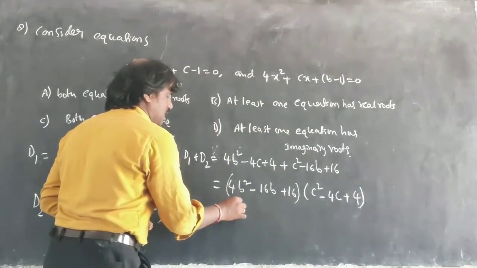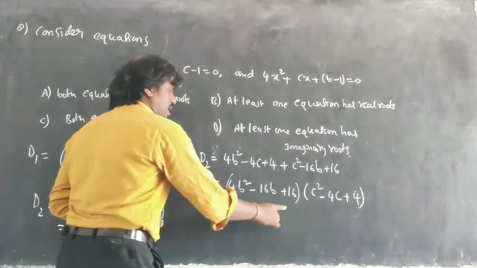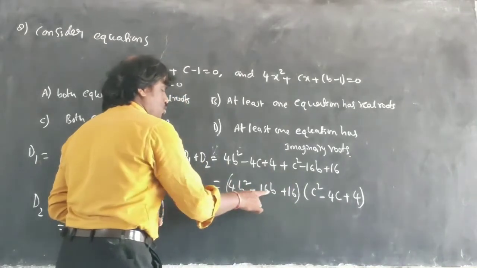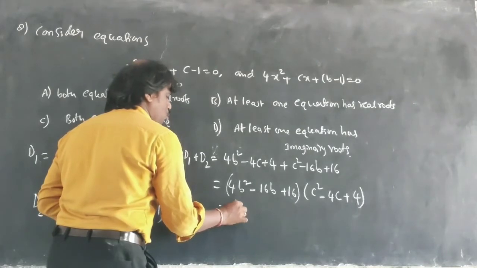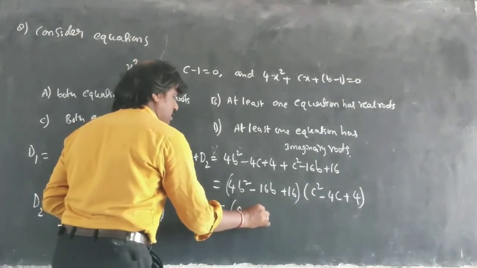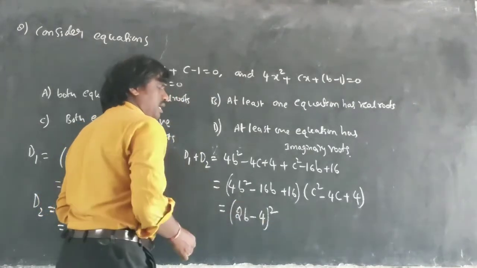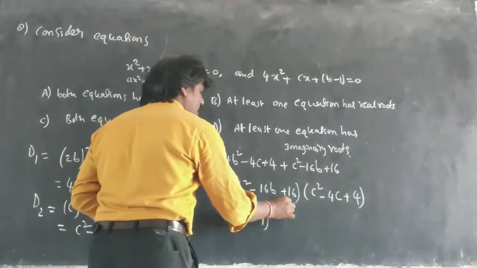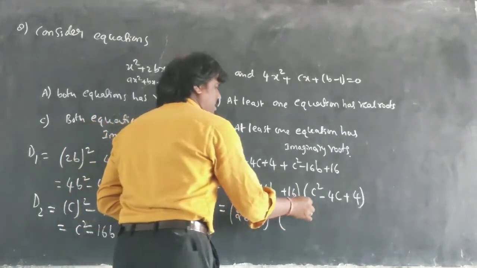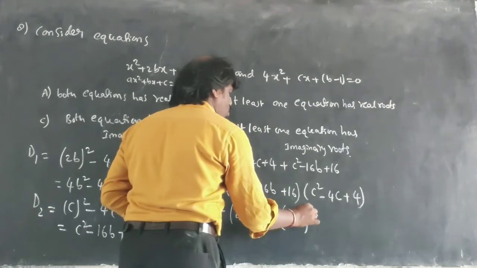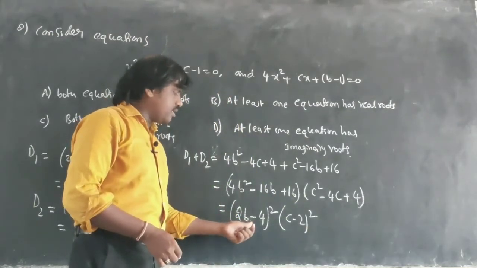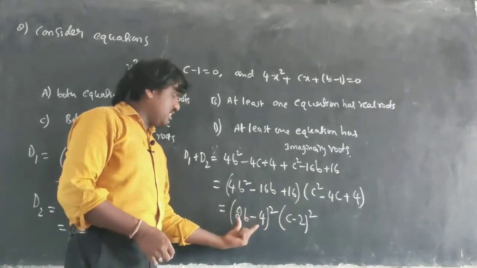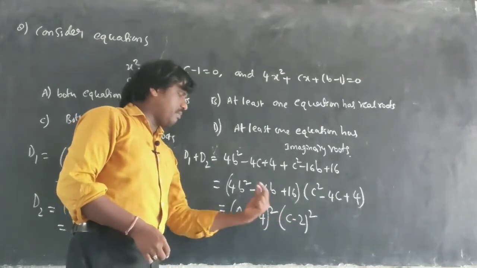This, can I write as 2b whole square, and this is 4 square. So this is looking like 2b minus 4 whole square, that is 2 into b minus 2 whole square, and here this will be c minus 2 whole square. So if you keep any value of b here, any value of c here, this will be positive and this will be positive.